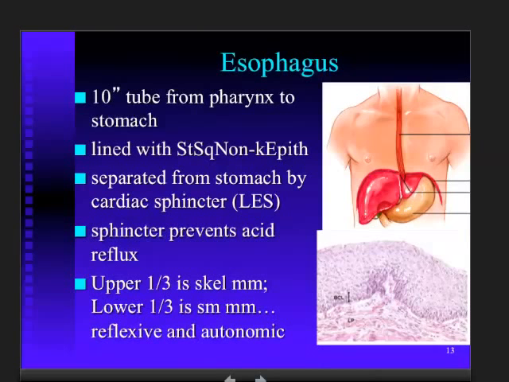The esophagus. Ladies, never forget, the way to a man's stomach is through his esophagus. All right? I don't know. Ba-dum-bum. There you go.